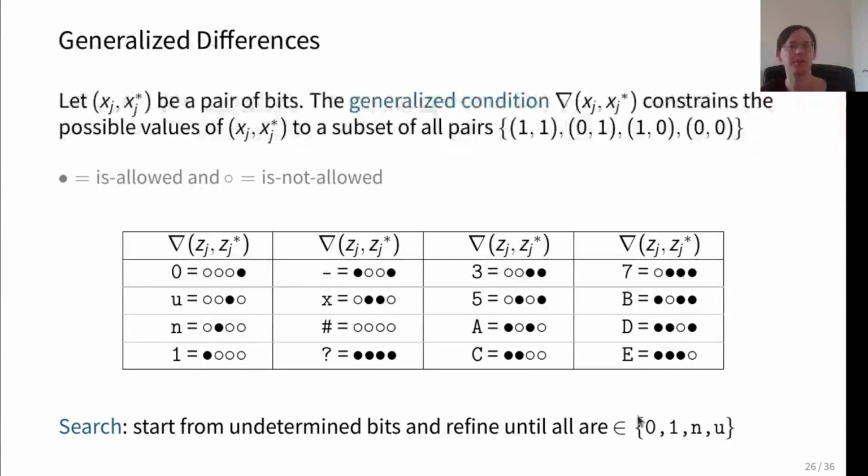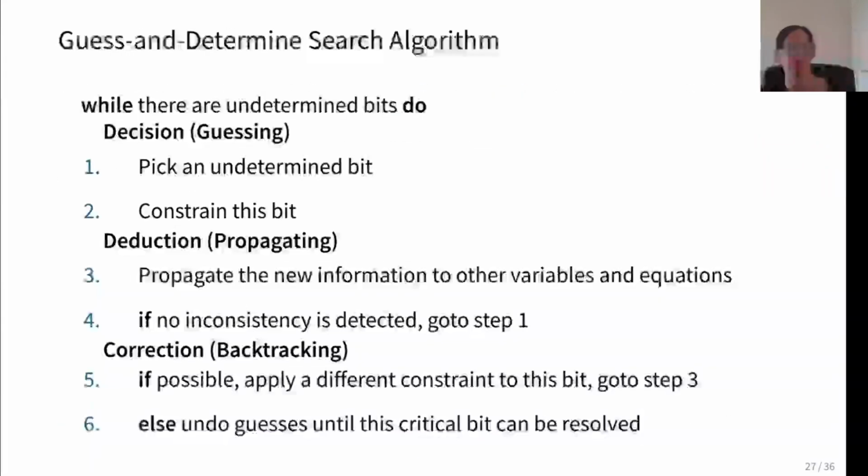So we're going to start with a state that we describe mostly as question marks, where we know nothing. And then we try to gradually refine them to have fewer and fewer options, and at the end we want that all bits are fixed to one of these values here. So we know precisely what the values of both involved bits are. So this is our search strategy. And how do we do the search? This is where the name comes from, guess and determine.